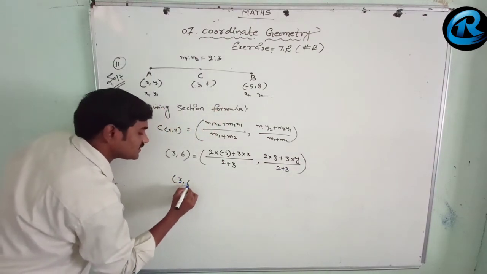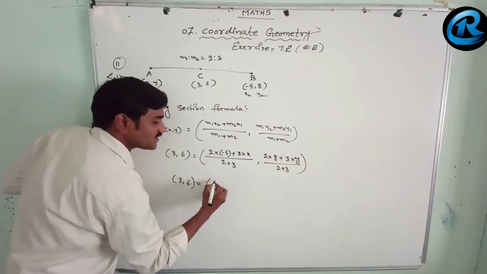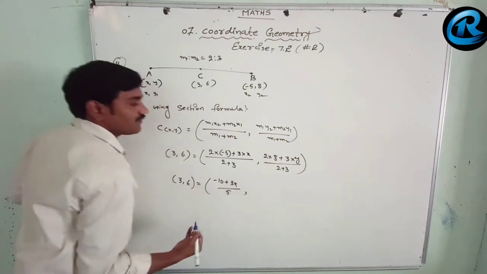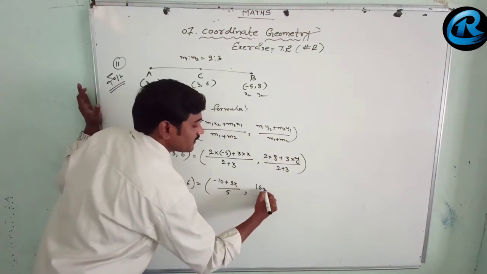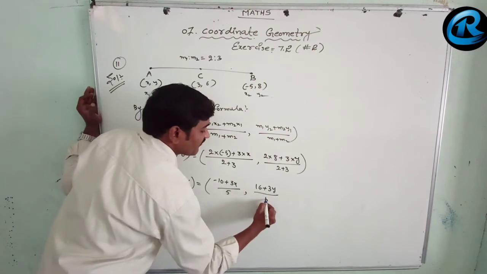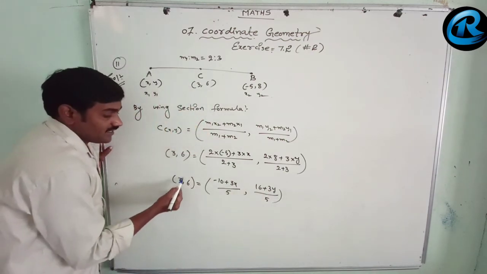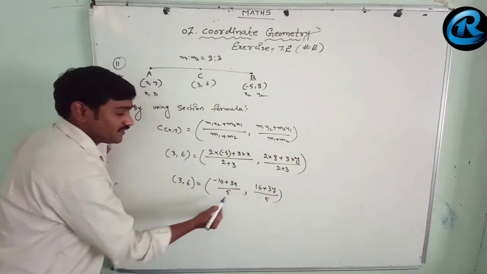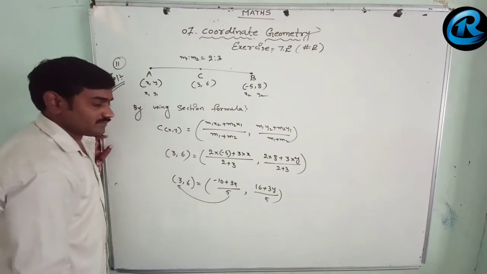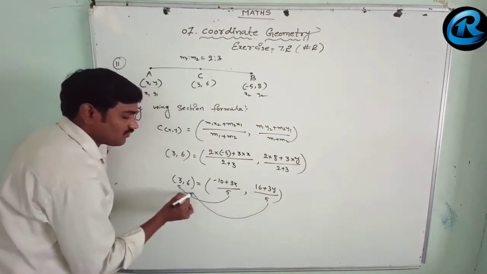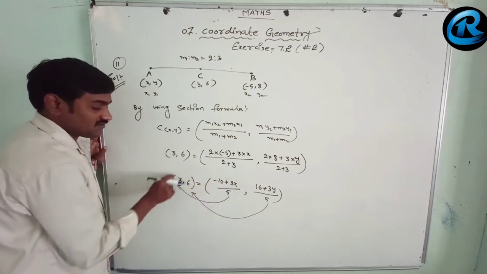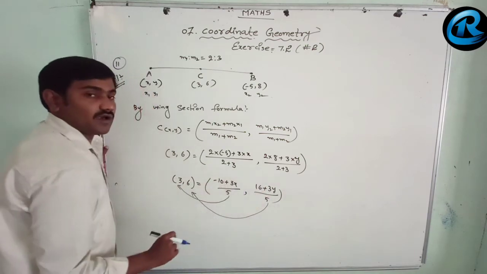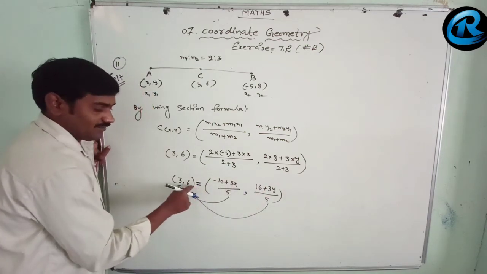Simple. Now (3, 6) is equal to (2 into -5, that is -10, plus 3 into x), that is (-10 plus 3x) by 5, comma (2 into 8, it is 16, plus 3y) by 5. What is the meaning of this? Here it is the x coordinate and this is the y coordinate. This x coordinate is equal to this x coordinate and this y coordinate is equal to this y coordinate, because we said these two are equal.